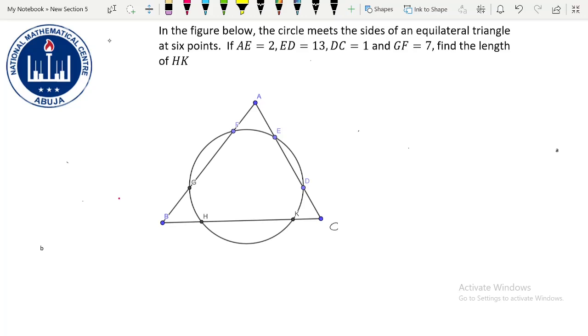Then we have that if A is equal to 2, ED is 13, DC is 1, and GF is 7. So we have to find the length of HK, which is this. The length of this red segment is what we're looking for. The triangle is equilateral, so each of these angles is 60 degrees as well.